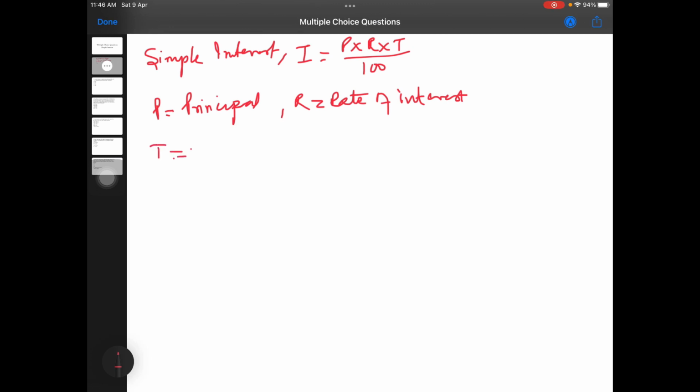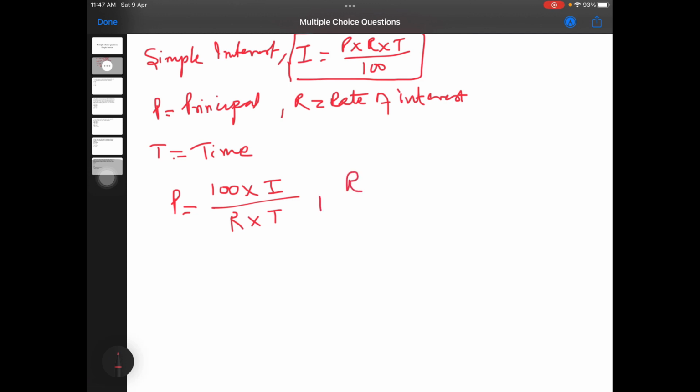And T is the time period for repaying the principal amount. And if we want to find the principal amount from this formula only, we can derive the principal amount also. Principal amount will be equal to 100 multiplied by simple interest, divided by rate multiplied by time. And if we want to find the rate of interest from this formula only, we can derive the formula for rate of interest. It will be 100 multiplied by simple interest divided by principal amount multiplied by time.